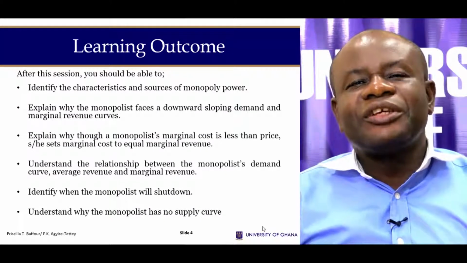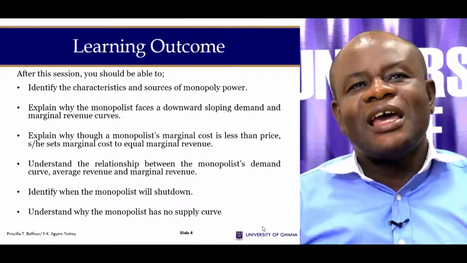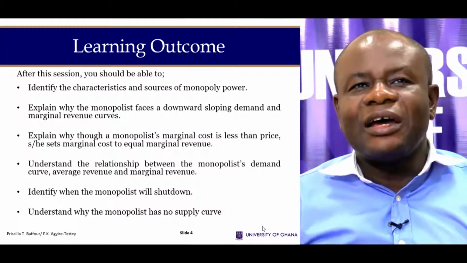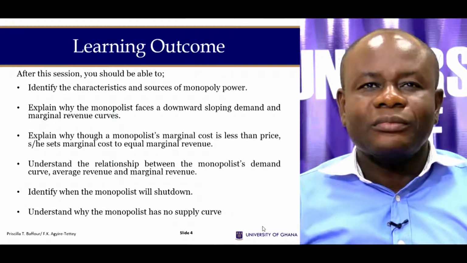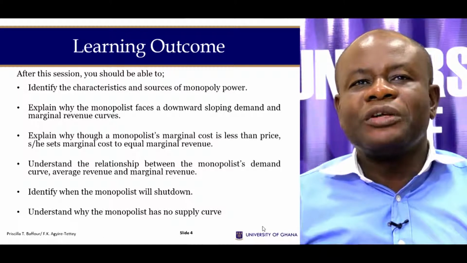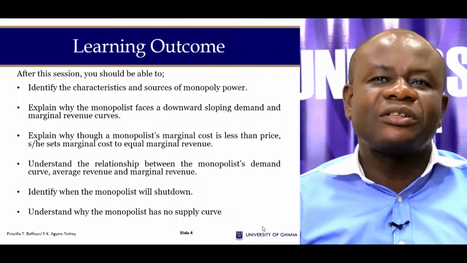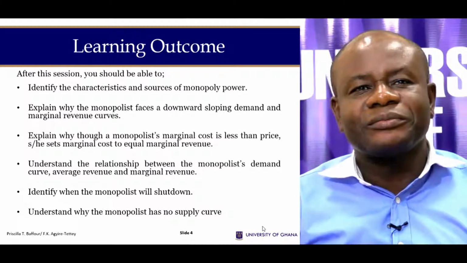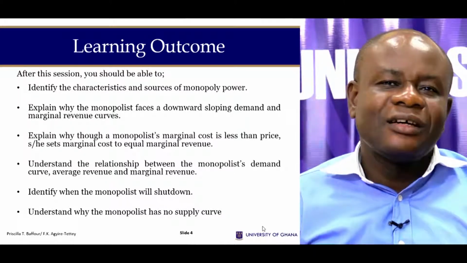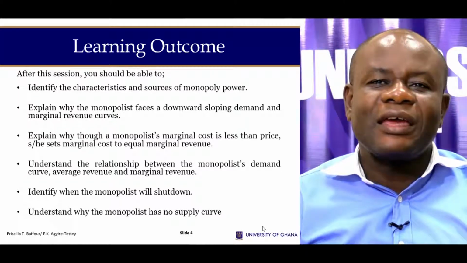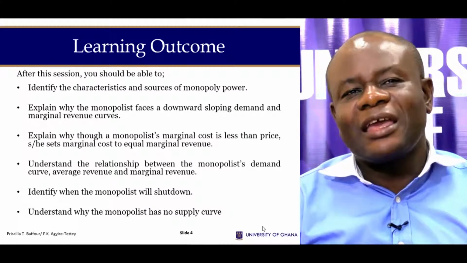By the end of the session, you should be able to identify the characteristics and sources of monopoly power, and also explain why the monopoly demand curve is downward sloping, and explain why, though a monopoly's marginal cost is less than the price, he or she sets a marginal cost that is equal to marginal revenue. And also, you should be able to understand how to derive the monopoly supply curve. Or we will show you that the monopolist has no supply curve, and you should understand why it's so.